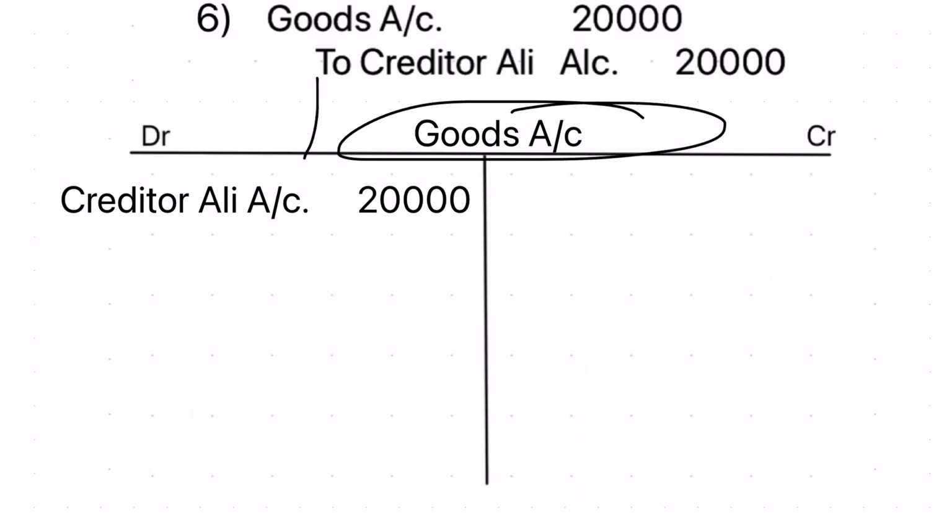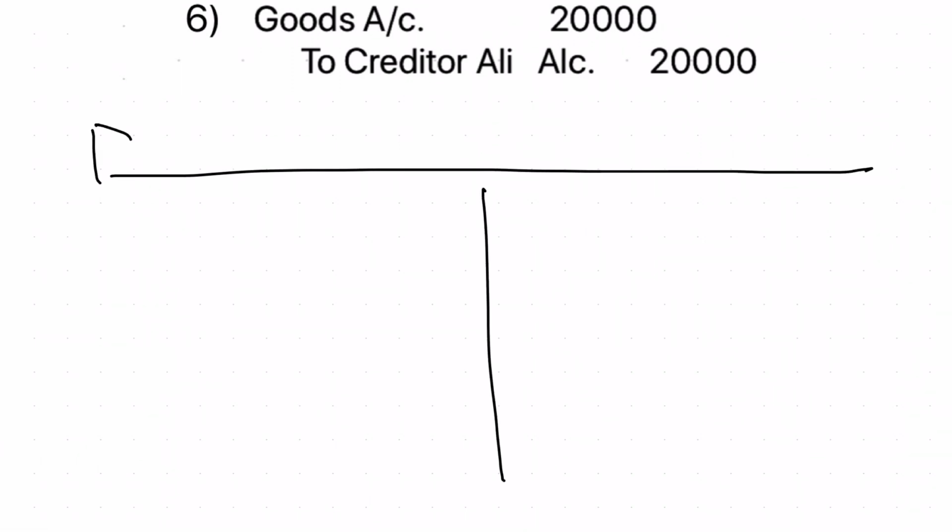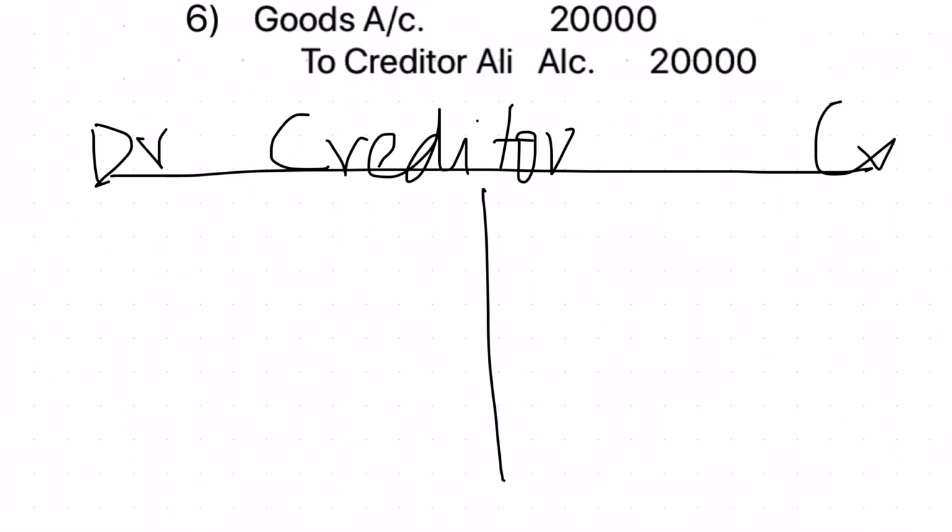Goods account gets debited. The reason behind is creditor Ali with amount 20,000 rupees. Now let us talk about the credit effect of that entry. Basically every debit has a credit, so here the reason the second account gets affected is creditor Ali account.